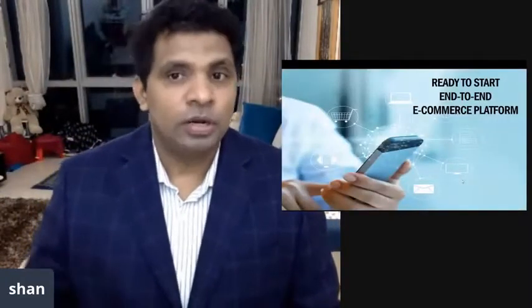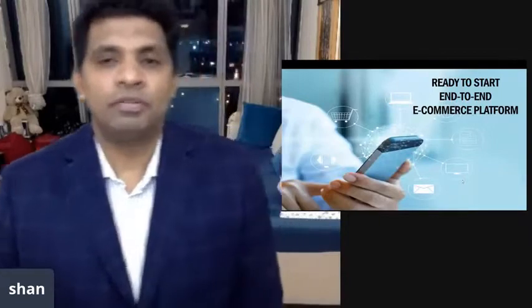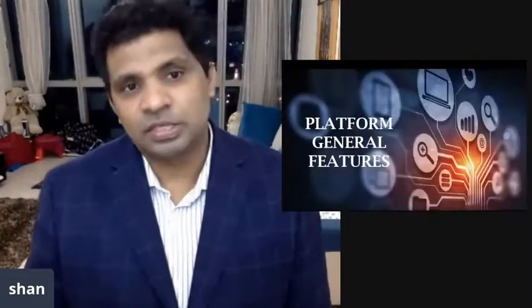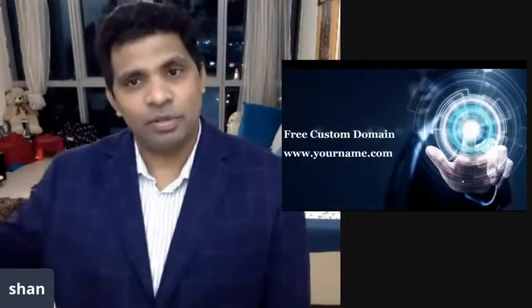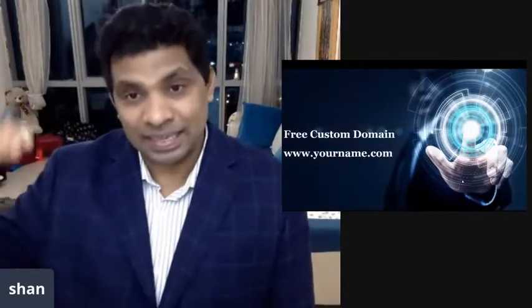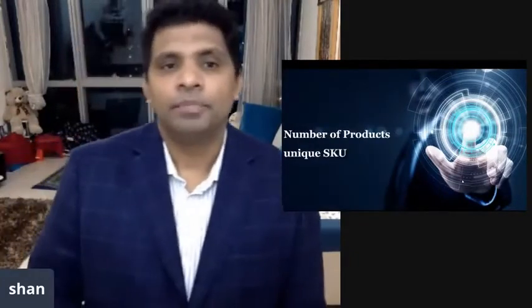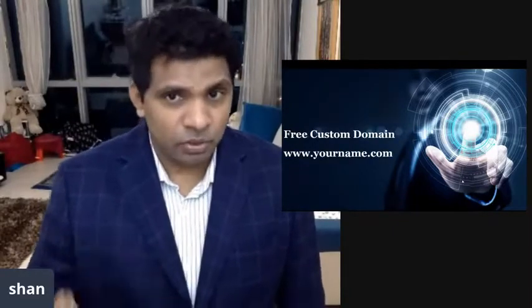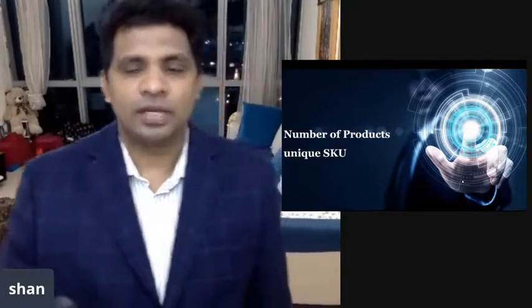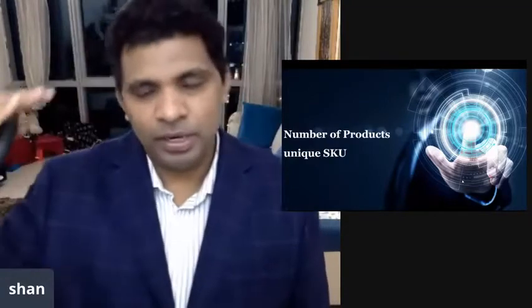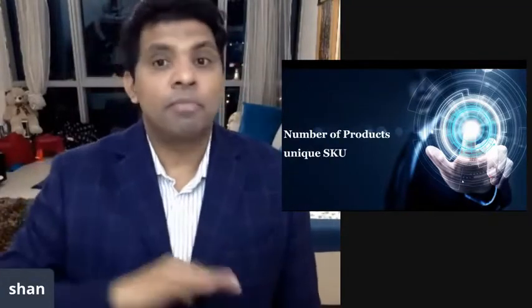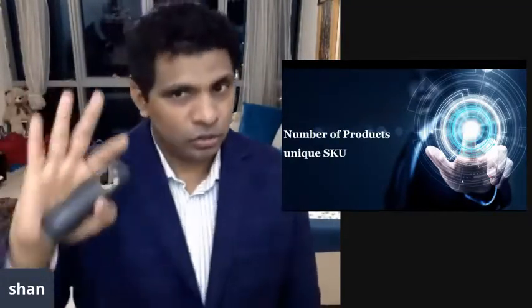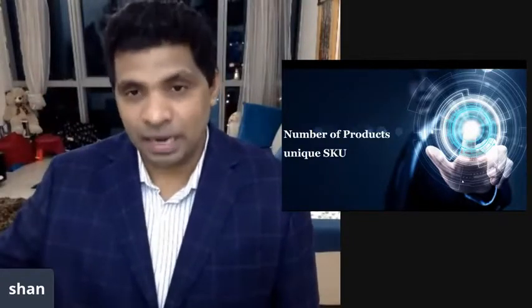Ready-to-start, end-to-end e-commerce platform is what people previously did. What are the platform features? When you say platform, it's a kind of e-commerce where the entire feature set is integrated. That's what we call a platform. Okay. Now, on domain name, you should be able to link it. Make sure you have a domain and you link it. And the number of products: you should know how many products there are, how many sales are happening.